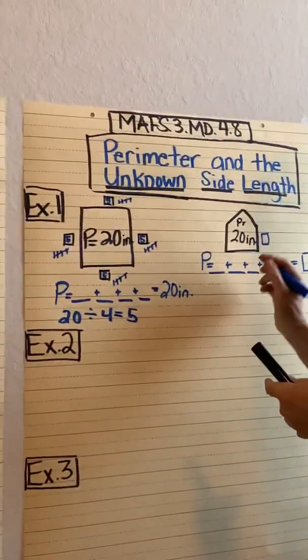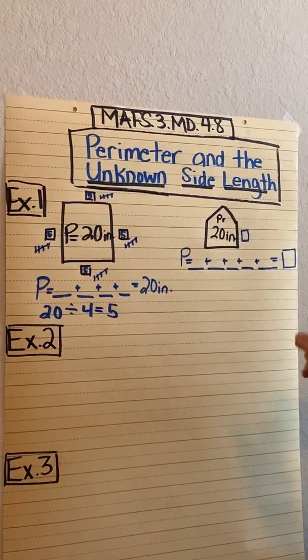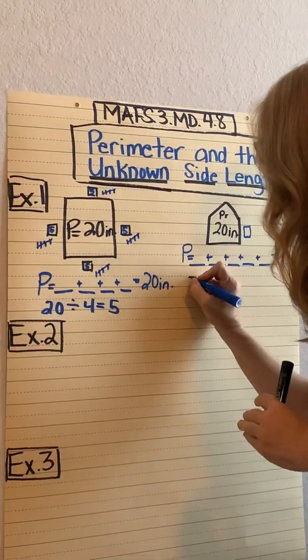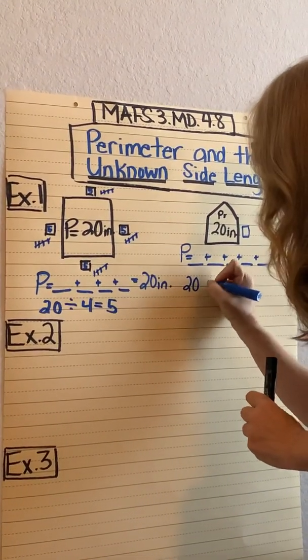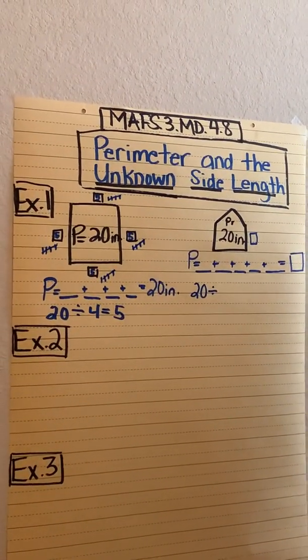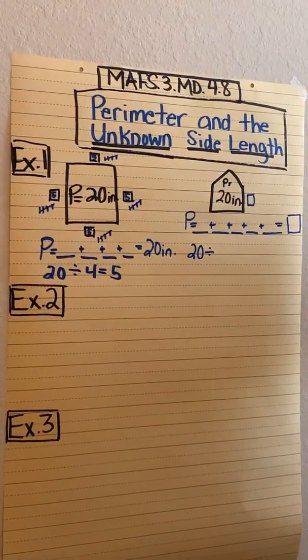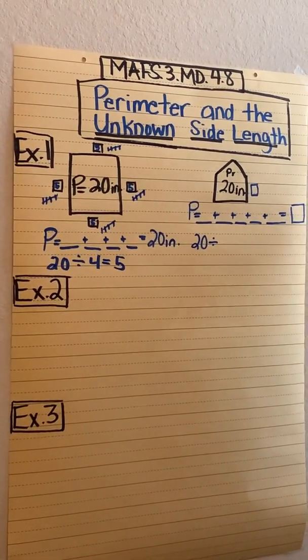We have a total, and we're going to divide up our total into our 5 sides. And our total is 20 inches, and we're going to divide that. Now, should I divide it by 4 again? No, because that was the number of my sides. Now I have how many sides? Yes, you got it, 5 sides.